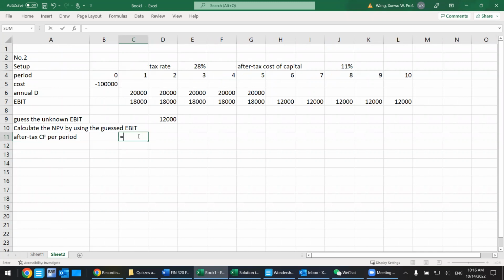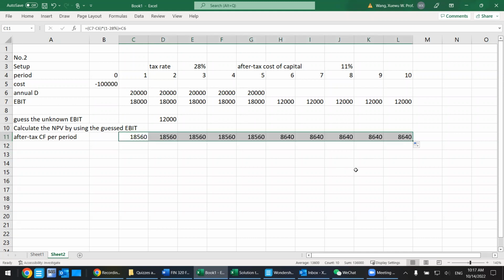So here we're looking at, remember, there are 2 ways for you to get after tax cash flows. One is you take your EBIT, you take out the depreciation, and you pay tax. All right. And then because you take out depreciation, now you put back depreciation. Okay. So that's going to be your after tax cash flow in the first year. All right. That's 18,560. And I can copy this across. And you see that, in the last 5 years, there's no tax benefit of depreciation because there's no depreciation.